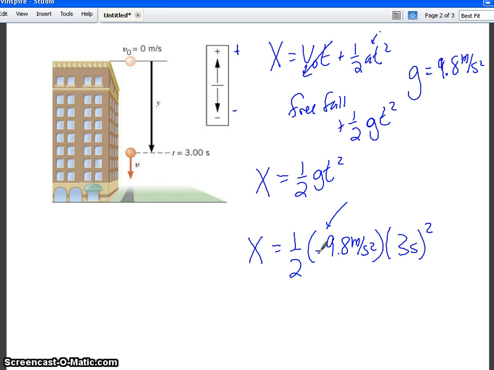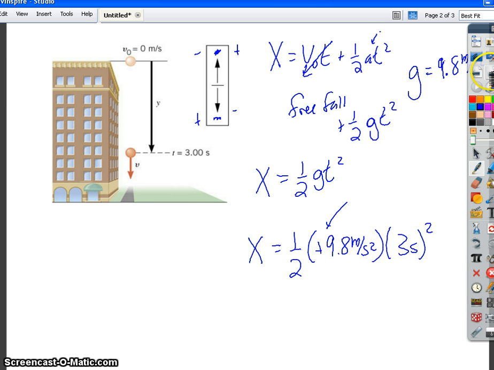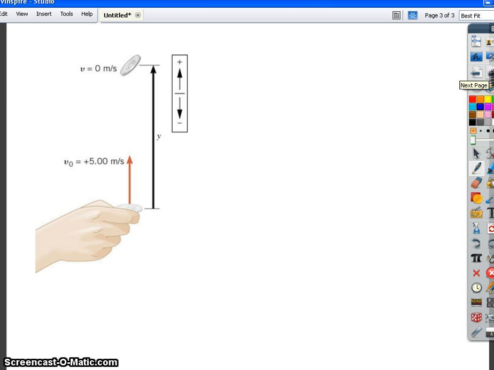If you want to, you can very easily change this and make this positive and this negative, and therefore the acceleration would be positive 9.8. So you have to be very careful about your signs, more so in a situation like this.